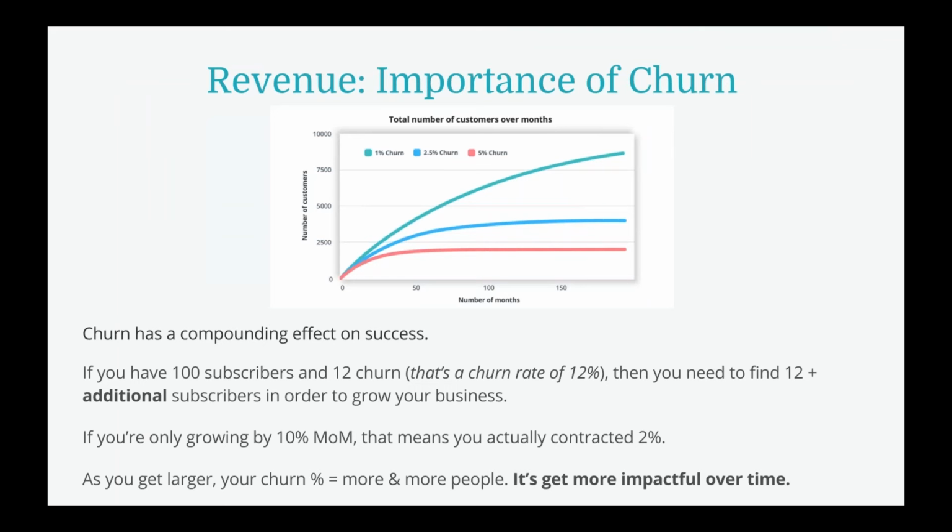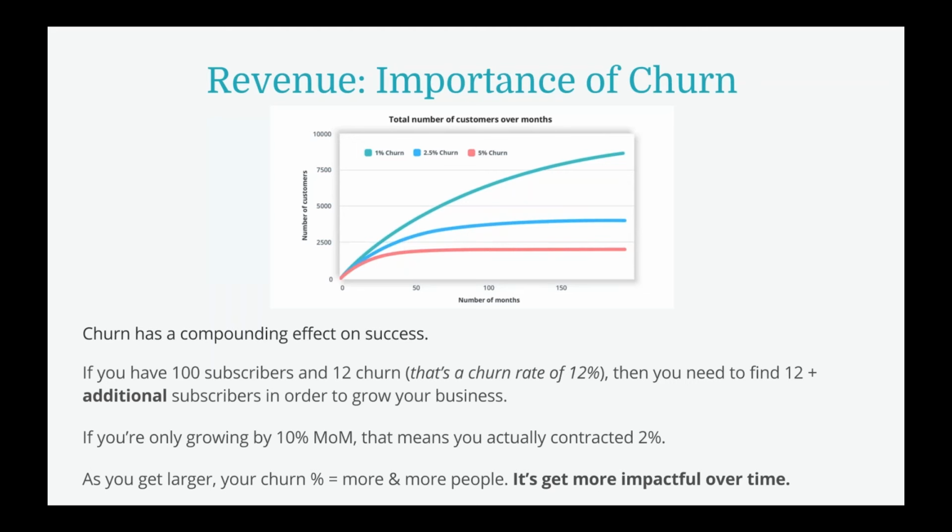If you see this graph, this is from Zoho. Thanks Zoho for this graph you put out there. It does a nice job of illustrating churn. As you can see on the left, on the x-axis, we have the number of customers, going from 0 to 10,000, and on the bottom, on the y, we have the number of months. Hopefully I got those axes correct.